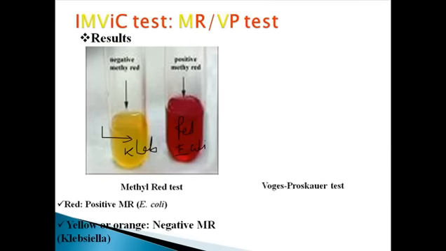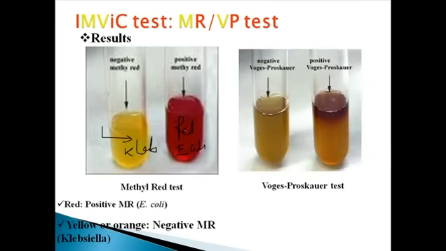Now let's talk about the Voges-Proskauer VP test. In the VP test, after addition of Barritt's 1 and Barritt's 2 reagent, a negative has no coloration and a positive has pink coloration. But it can be hard to tell, because after addition of the Barritt's reagent the medium has a slightly blackish yellow color. That's why the pink will turn a slightly brownish color in this case. So is this a pink? Yes, this is a pink coloration, because in pure condition it's a pink coloration.